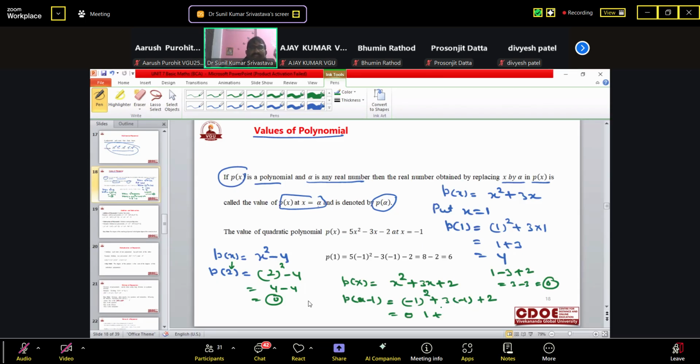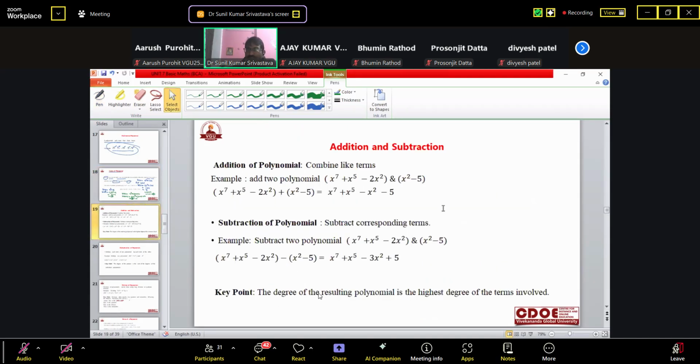So this is the meaning of the value of a polynomial. Just replace x by that number in the polynomial expression and solve. Find the value, and that is the value of the expression. Now we move forward to some general terminology.